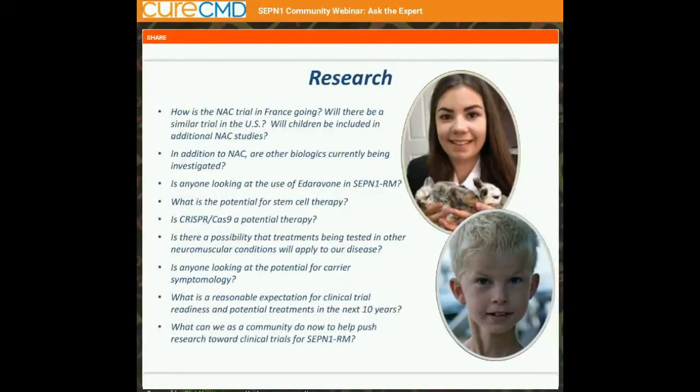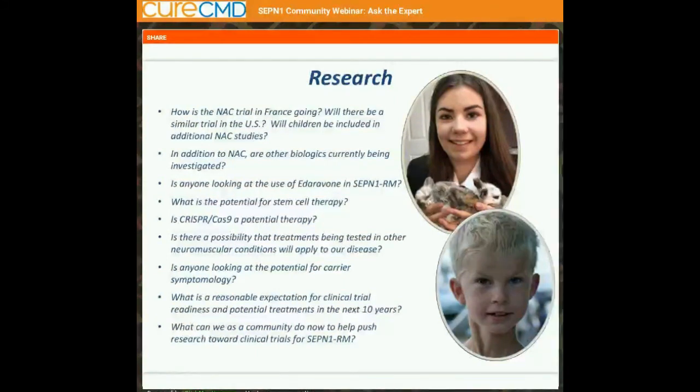Yes, I would like to comment a bit on the expectation for clinical trial readiness. One of the goals of the clinical trial in France was assessing the effect of NAC on this condition, but the other goal was validating outcomes, that is, parameters that we can measure, that we can put figures on, and therefore use to measure the impact of any treatment. This is a major step for clinical trial readiness. We are learning a lot.